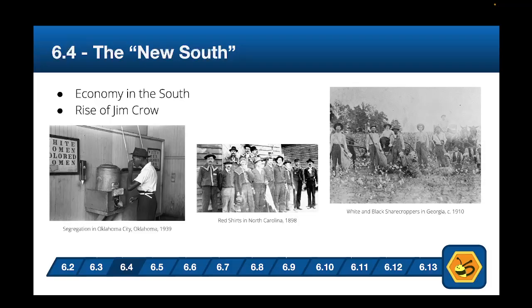In every facet of life, Jim Crow separated African Americans from white Southerners. And the federal government will do something about it, just in the wrong direction. Through the Plessy v. Ferguson case in 1896, they are going to establish the separate but equal doctrine. This will uphold Jim Crow segregation.